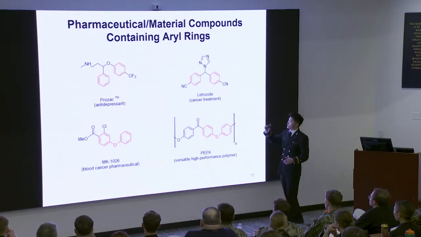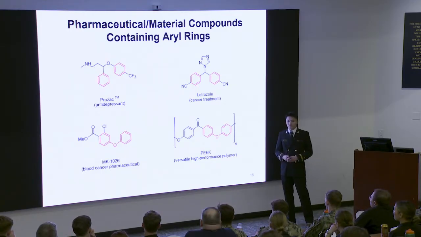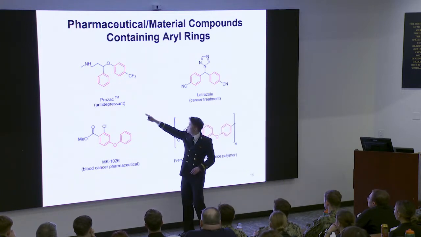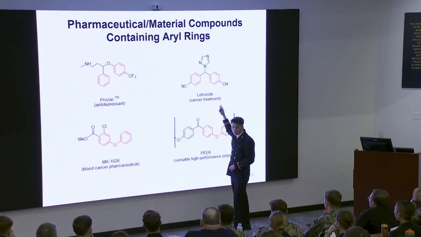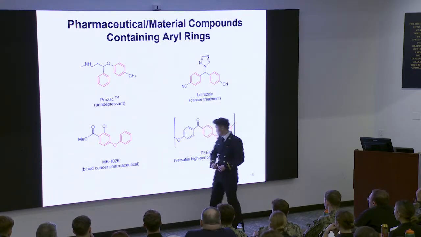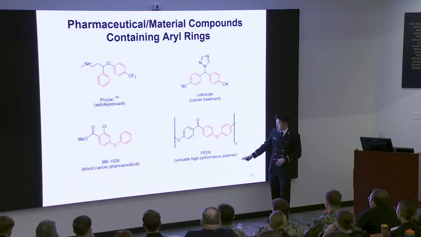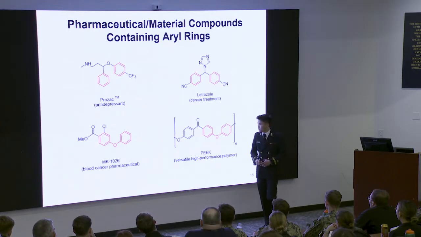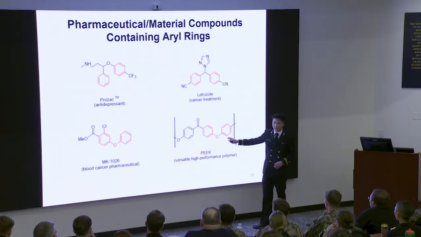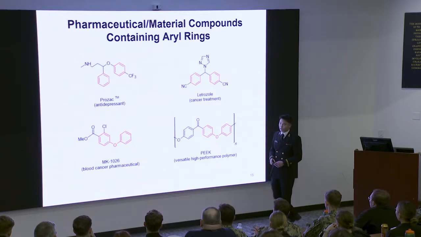This slide shows several pharmaceutical and material compounds that contain aryl rings, which can be synthesized through cross-coupling reactions. Examples include Prozac, an antidepressant, letrozole, a cancer treatment pharmaceutical, as well as MK-1026, a blood cancer pharmaceutical, and polyether ether ketone, or PEEK for short, a versatile high-performance polymer. I'd like to point out that both MK-1026 and PEEK contain the specific bi-aryl ether product that I'm trying to synthesize with my research. And we'll talk more about it later.